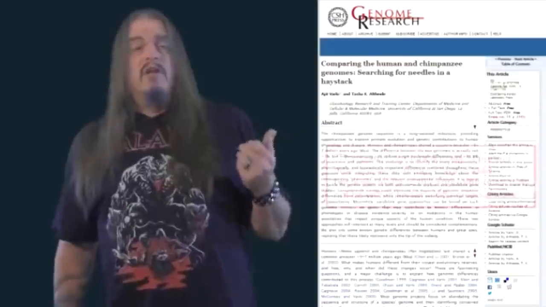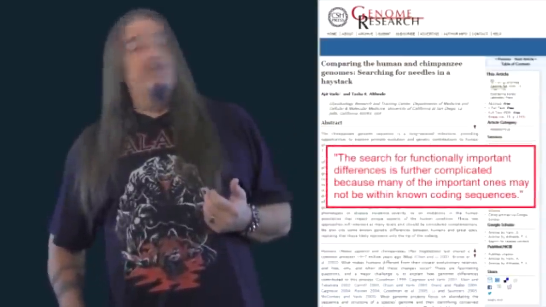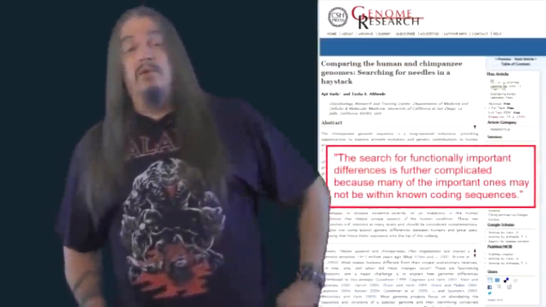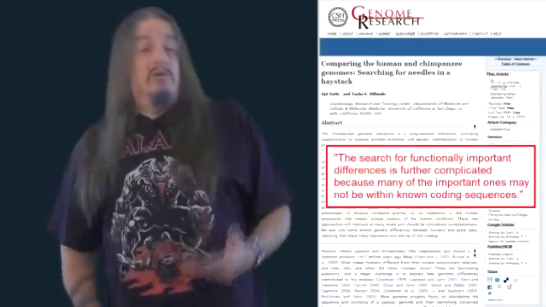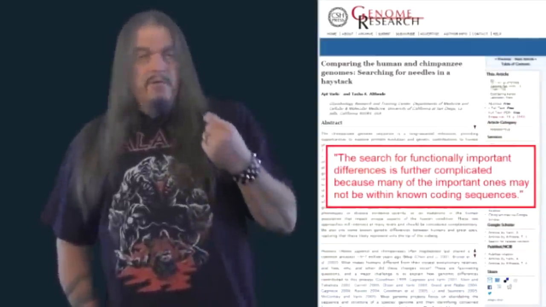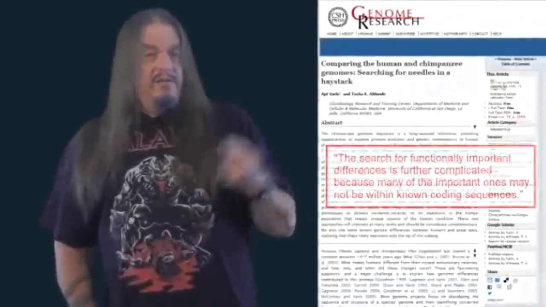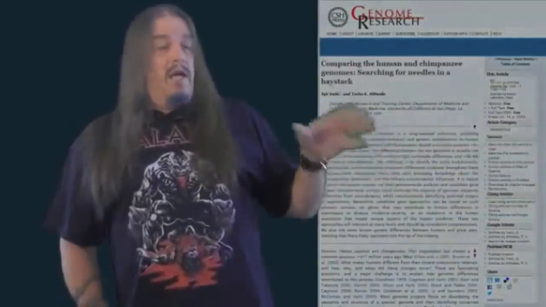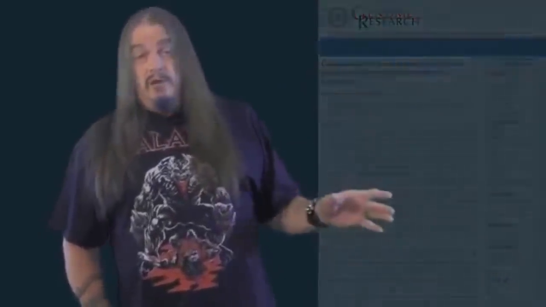And the author says, the search for functionally important differences is further complicated because many of the important ones may not be within known coding sequences. So we're looking at virtually identical similarity in the coding DNA, and nearly all the differences are in non-coding DNA.